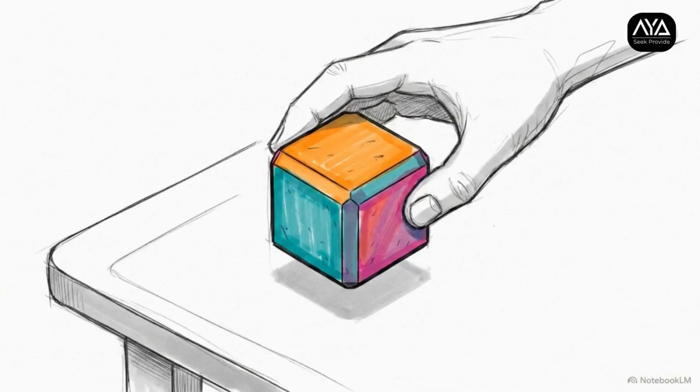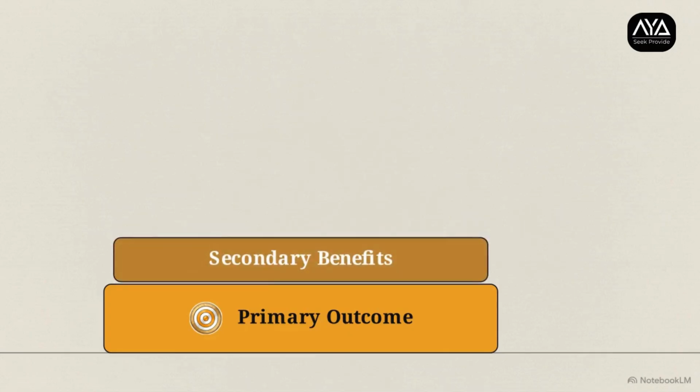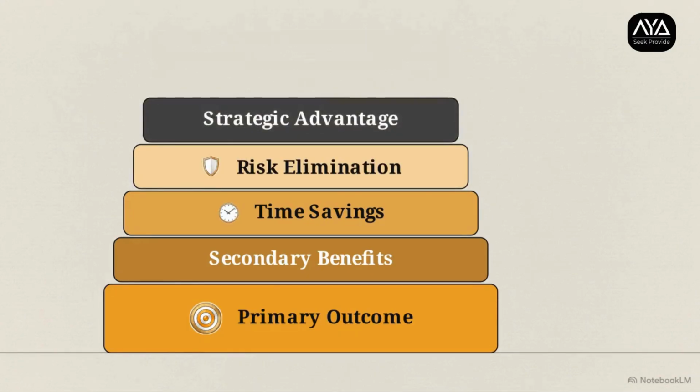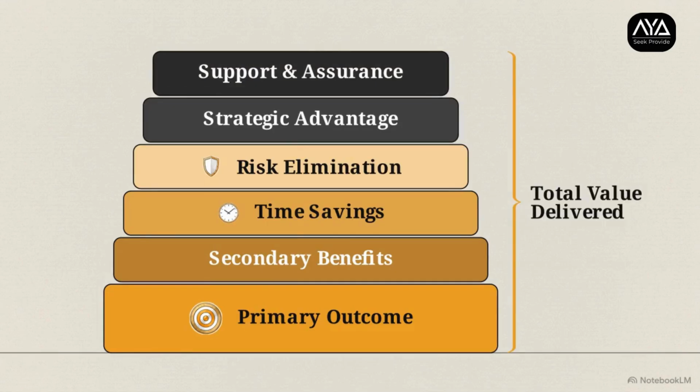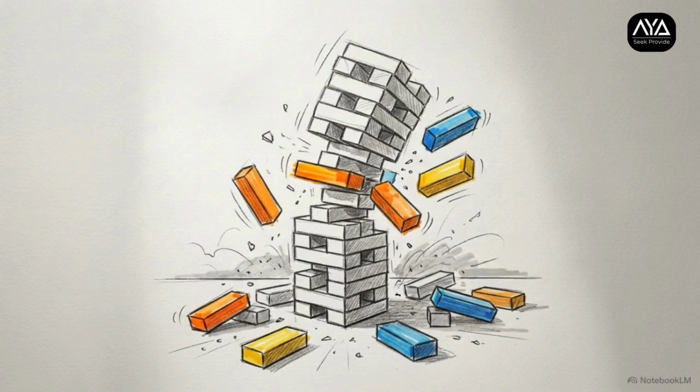Now, we assemble those statements into a sequence structure, layering the value before you discuss cost. You start by laying down a foundation block, the primary outcome your buyer wants. Next, drop the middle layers on top, representing secondary benefits, quantified time savings, and eliminated risks. Finally, cap the structure with strategic advantage and support assurances. Only after this entire structure is built do you introduce the required investment. Presenting the price tag before the stack is complete undermines your entire sequence.